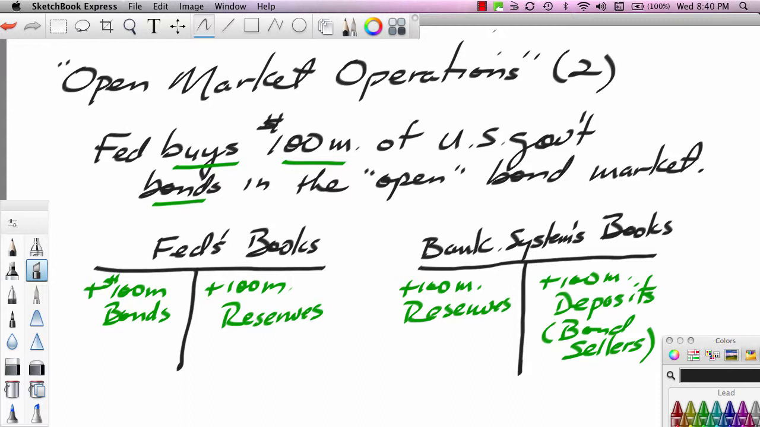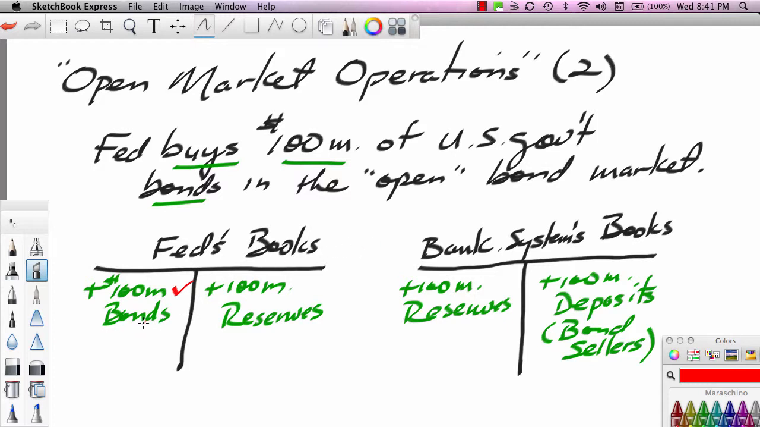The Fed buys $100 million of U.S. government bonds in the open bond market. Again, let's note that when the Fed buys bonds, that increases its assets by $100 million. It now has bonds on its books. Now, the Fed is holding these bonds. It's paid interest on these bonds. Effectively, the Fed has become a bond buyer and is a holder in its portfolio of government bonds.